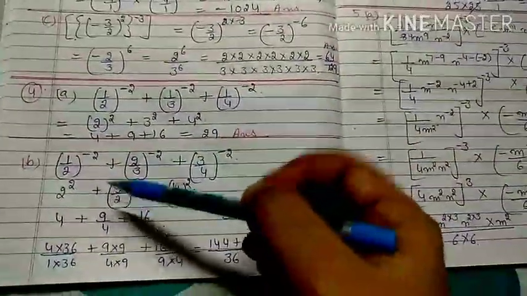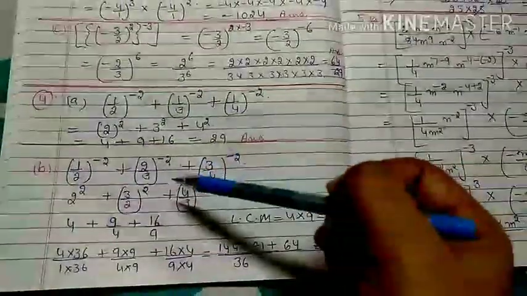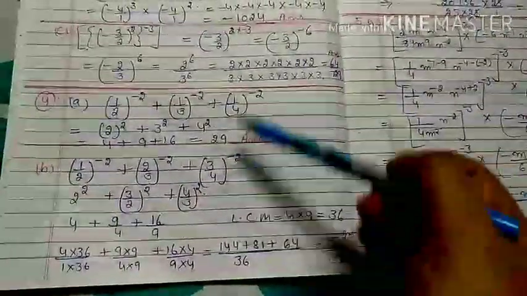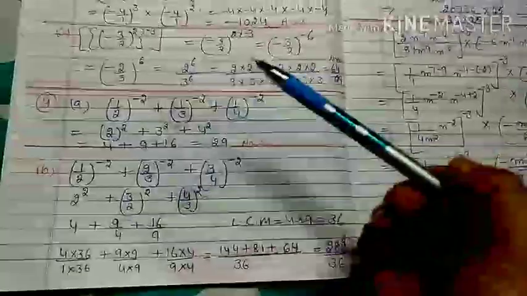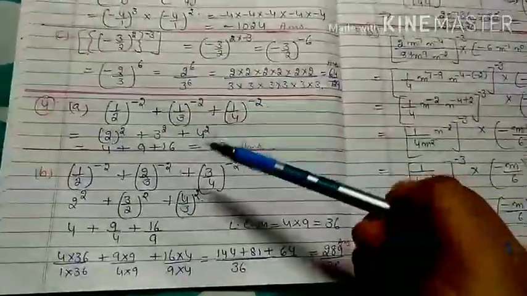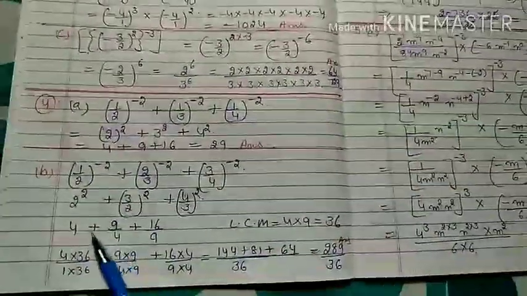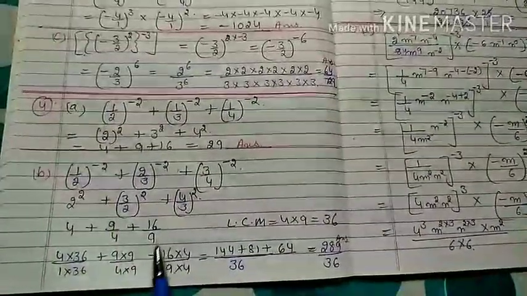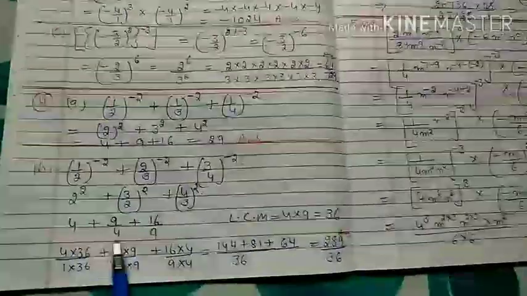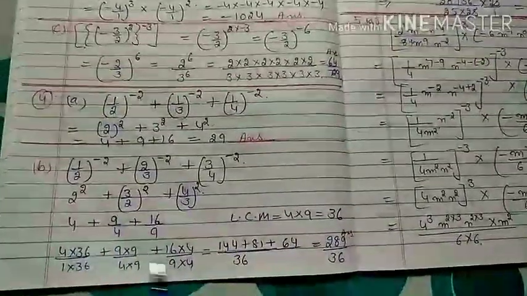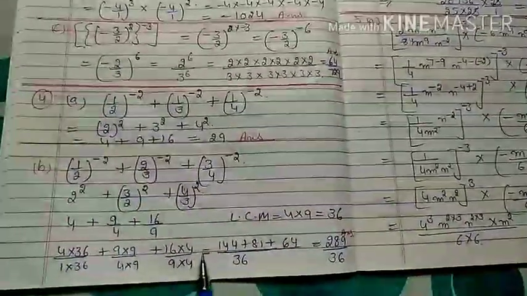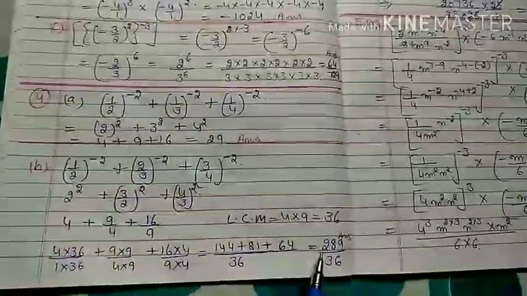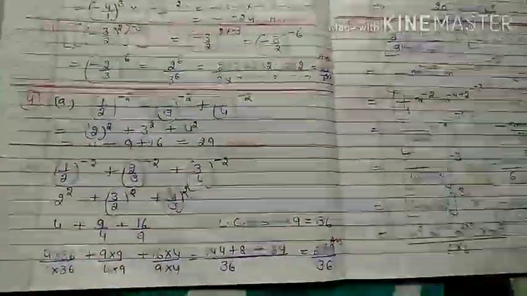Next fourth question B part: (1 by 2) raised to minus 2, (2 by 3) raised to minus 2, (3 by 4) raised to minus 2. By making the power positive, interchange the numerator and denominator in the base. Then you multiply 2 times, 3 by 2 2 times, 4 by 3 2 times, numerator and denominator as well. Now take the LCM and do the calculation. After calculation I found that my required answer is 289 by 36.